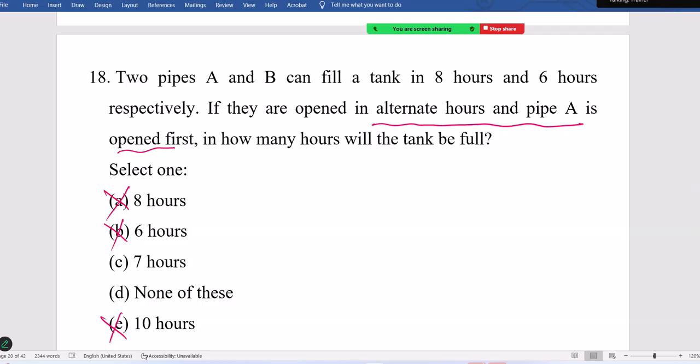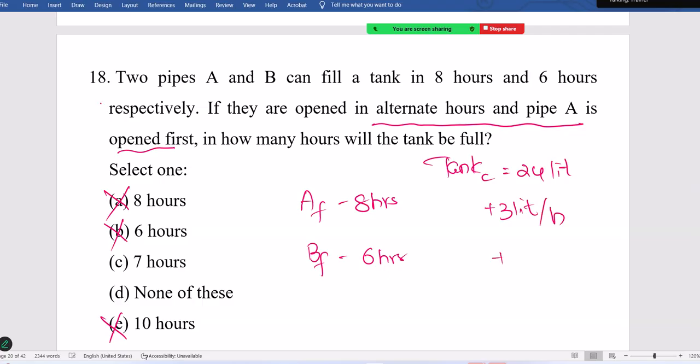You can just keep in mind this point whenever they are asking alternate hours. The value should be more than the minimum and less than the maximum. More than 6 and less than 8 is required. 7 is there, sir. Maybe 7 point something is also possible. We have to check that. It's not the average. How to cross check, sir? A can fill the tank in 8 hours. B fills the tank in 6 hours. Let us assume the tank capacity is 24 liters. A fills 3 liters per hour. B fills 4 liters per hour. It can be none also. That's what I want to alert you.